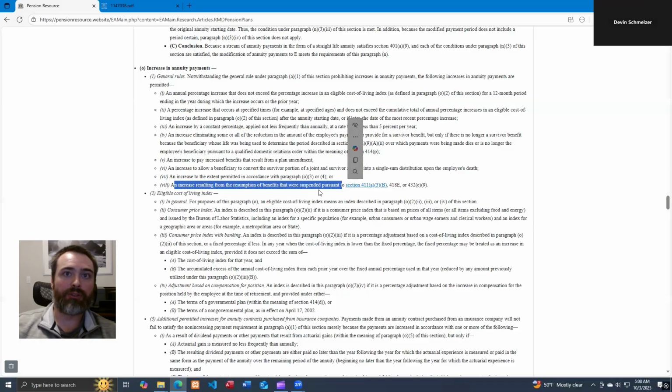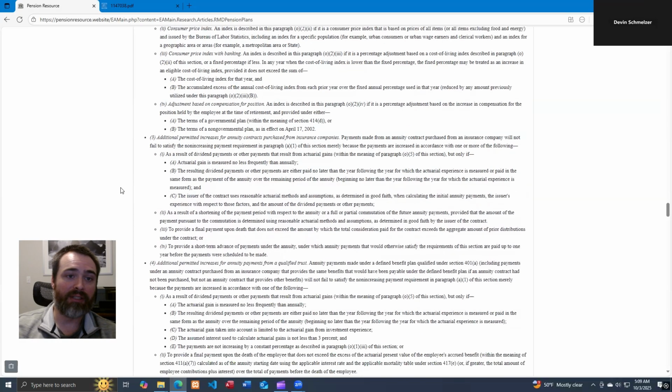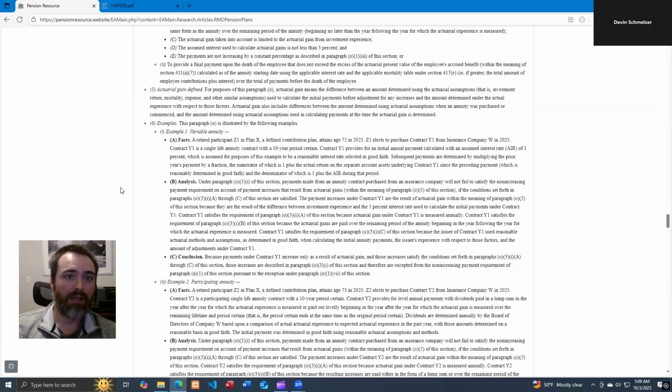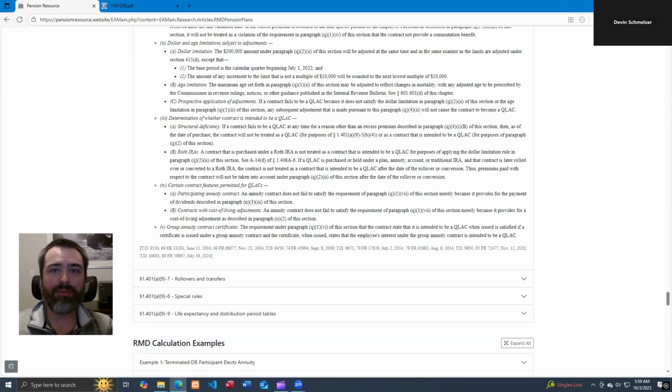Skipping on examples with insurance and dividends. Yep. So now we're going down to the QLACs for children. Yep. Not covering that. So now we're at the end of the -6 regulation. Let's take a quick pass on the -5 regulation with DB plans in mind.